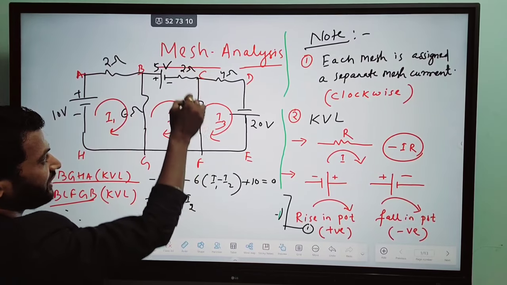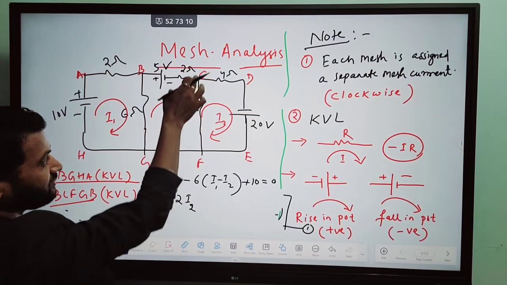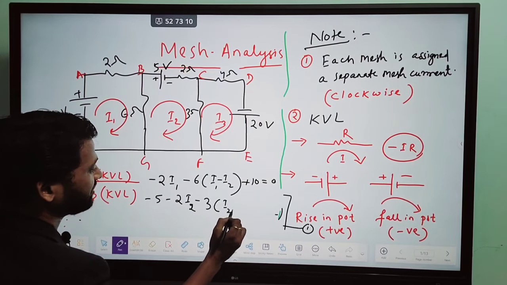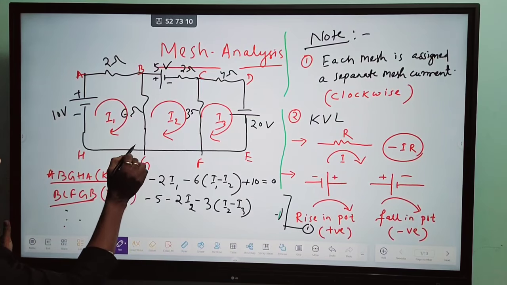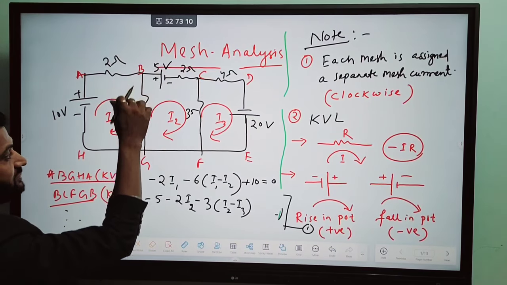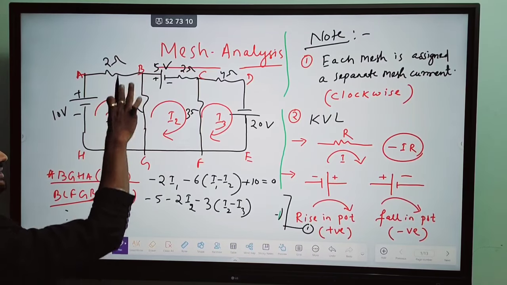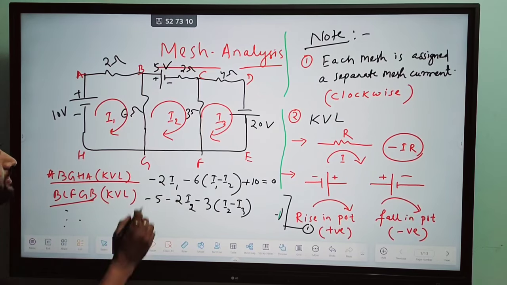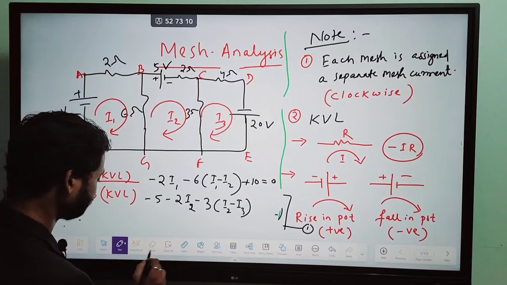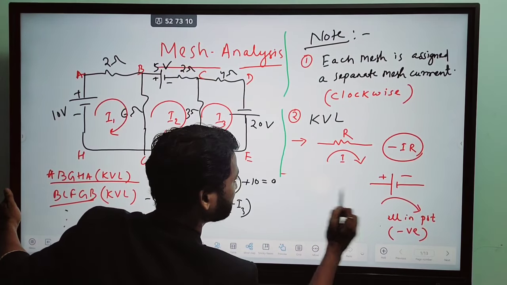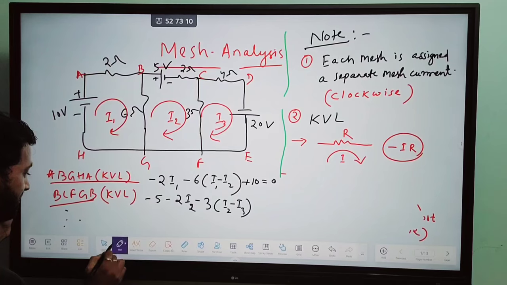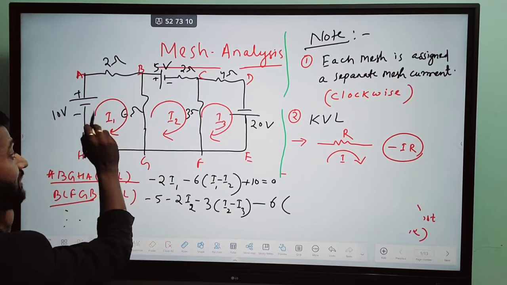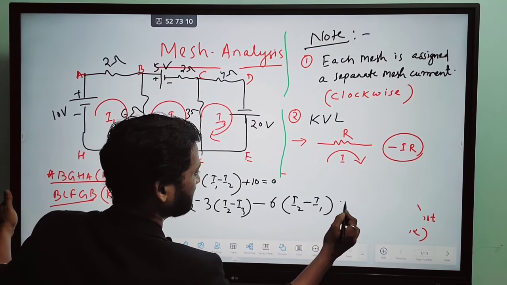Next, from C to F. It is the common branch for mesh number 2 and 3. What is the net current? I2 minus I3. And what is the potential drop? It will be minus 3 into I2 minus I3. F to G, leave it. G to B, this branch is the common branch for 2 and 1. So what is the net current? I2 minus I1, since we are considering mesh number 2 as a primary mesh. So here it will be minus of 6 into I2 minus I1, and the whole thing will be 0.